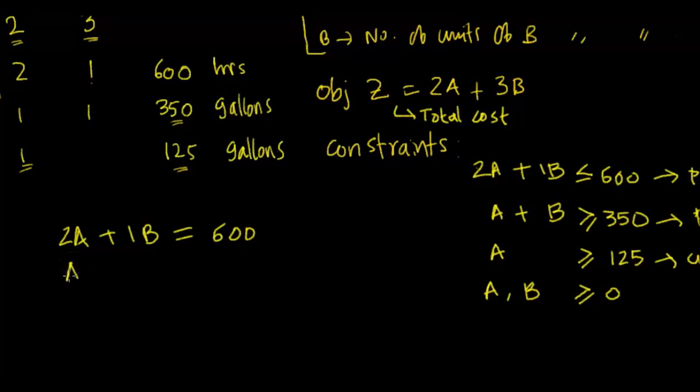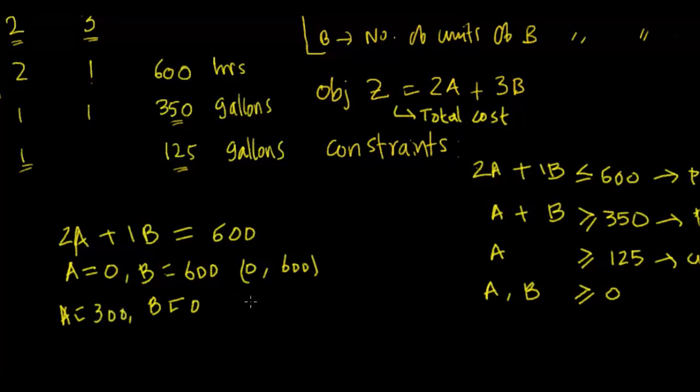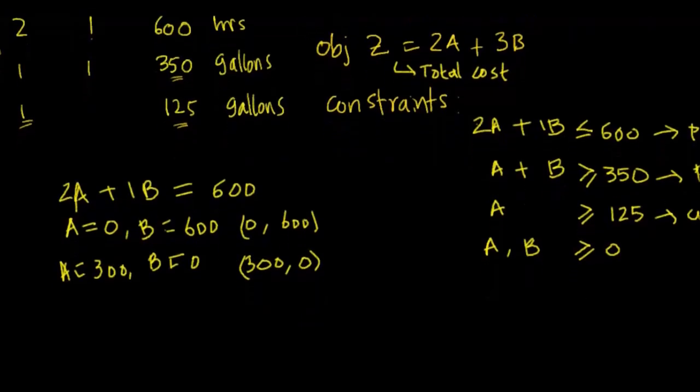If I get 2 points, then I can easily plot. So I'll insert A is equal to 0 and then find B is equal to 600, which means that this is the point 0, 600. And when B is equal to 0, if I insert B is equal to 0, I would get A is equal to 300. So my second point is 300, 0. These are my 2 points to plot the first constraint.